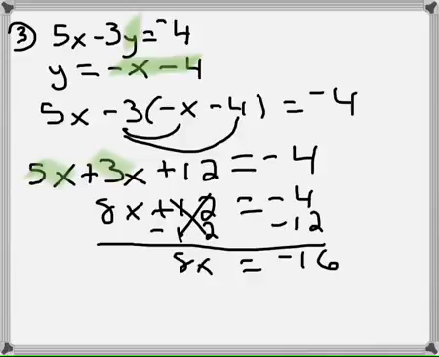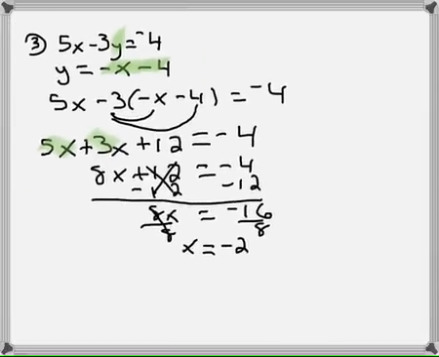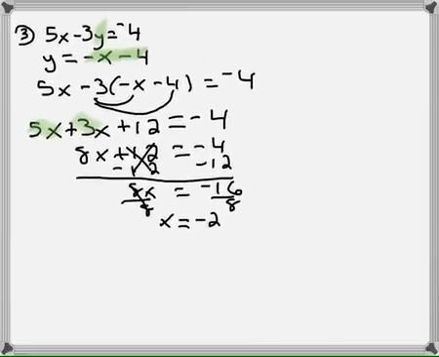Now, how do I get the x by itself? I have one more step. What's the opposite of multiplication? I hope you're saying divide by 8. Divide by 8, divide by 8. X equals negative 2. I'm not done yet. I still have to solve for the y. I'm going to shrink the screen here. And I'm going to put this negative 2 right up here in the x spot.